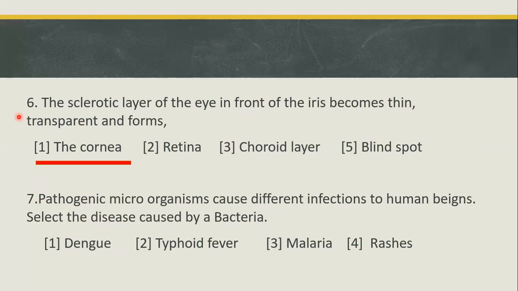Pathogenic microorganisms cause different infections to human beings. Select the disease caused by a bacteria. First answer dengue, second typhoid fever, third answer malaria, fourth answer rashes. Dengue is caused by a virus, typhoid fever is caused by bacteria, malaria is caused by protozoa, rashes are caused by fungi. So this question asks, this is caused by bacteria. Second answer, typhoid fever.